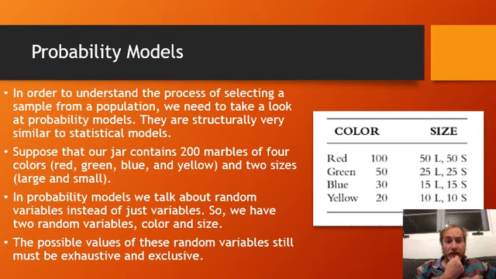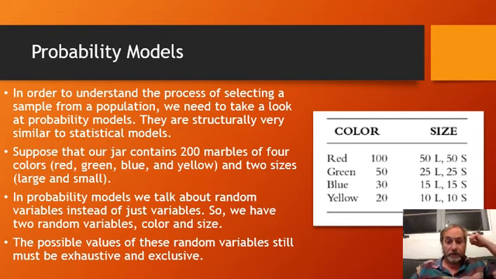Okay, so we're looking at the process of selecting a sample from a population. In order to do that, we need to look at probability models, which are structurally very similar to the statistical models that we've been looking at. So suppose that our jar, again, we're back to our jar of marbles, contains 200 marbles, 4 different colors. So we've got red, green, blue, and yellow.